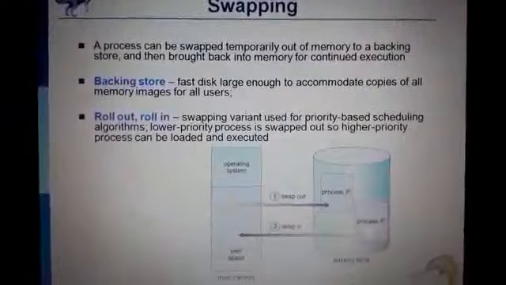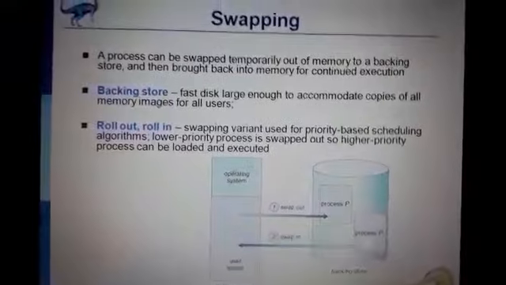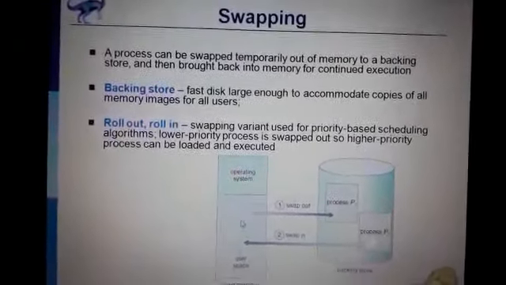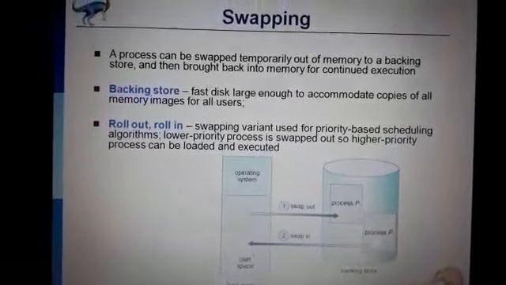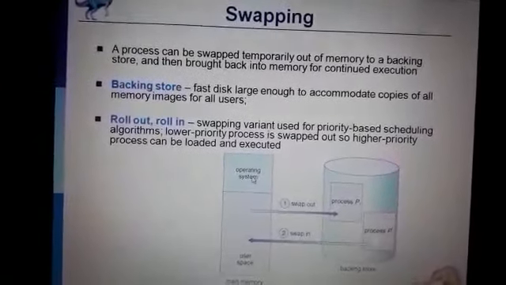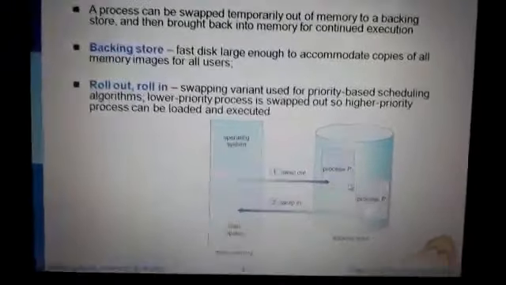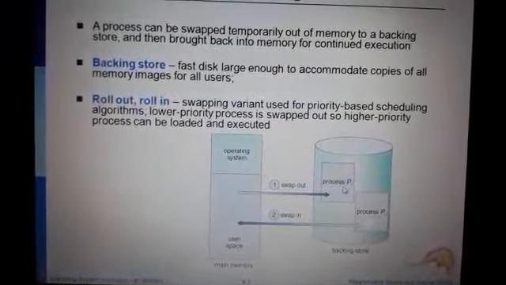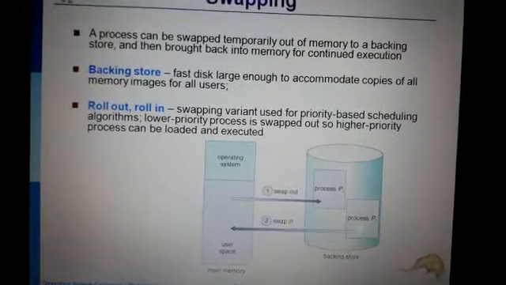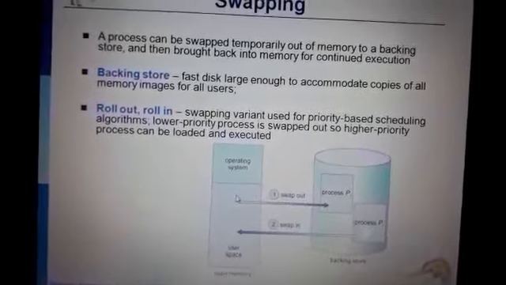Here is a diagrammatic representation of the backing store and the main memory. In the main memory there are the operating system and user space, where processes exist. If a process is not necessary, it will be temporarily swapped out of the memory to the backing store. Here there are two processes, P1 and P2. Process P1 and process P2 are stored in the backing store and then brought back to the memory once again for continued execution.